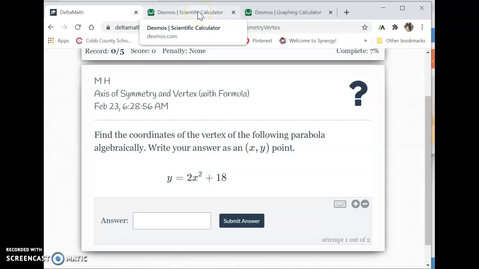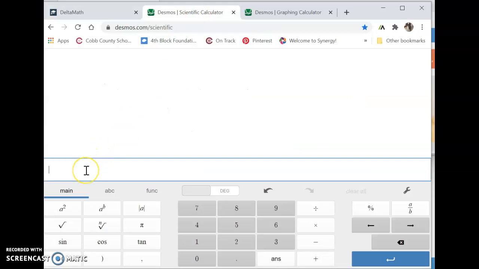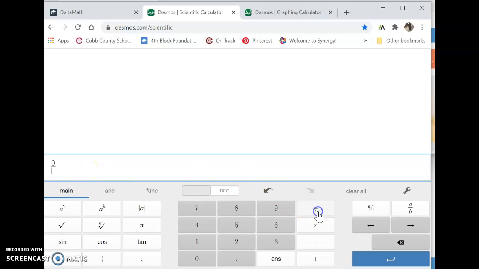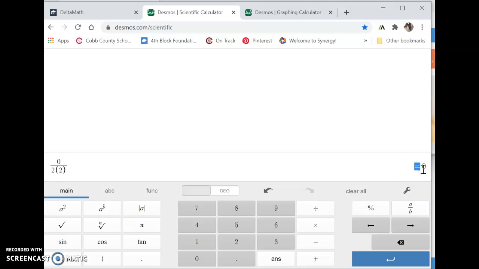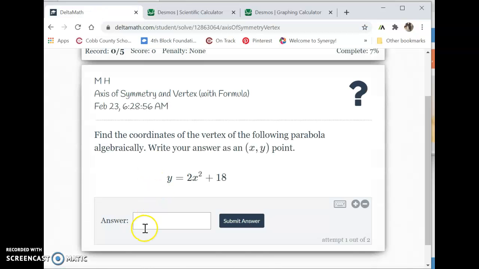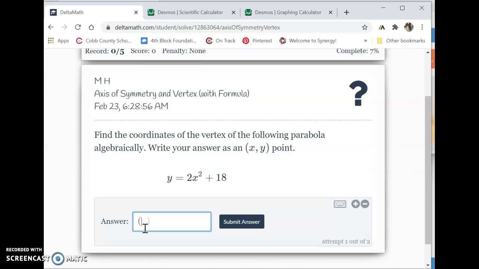So go to your scientific calculator, and we're going to say 0 divided by, remember that fraction bar means divide by, 2 times a, which is 2. And the answer is 0. So x equals 0. So we know in our Delta Math assignment that x is going to be 0. So we're going to put that as an ordered pair. Now we're going to plug in 0 into our equation.